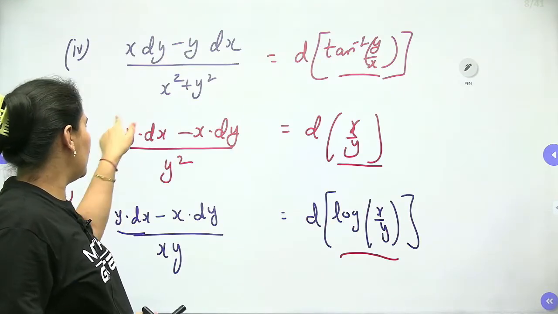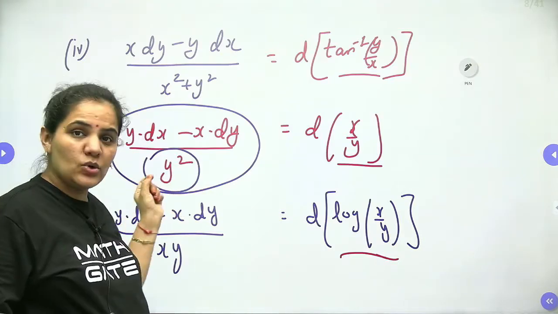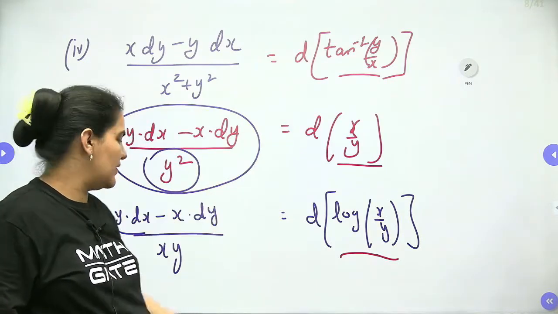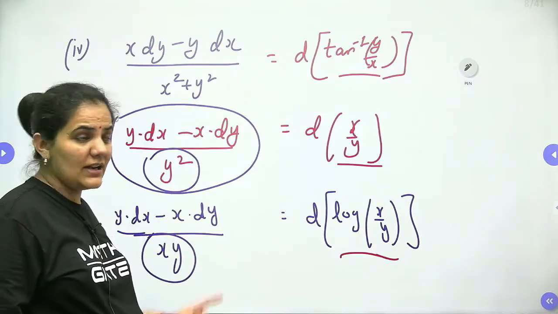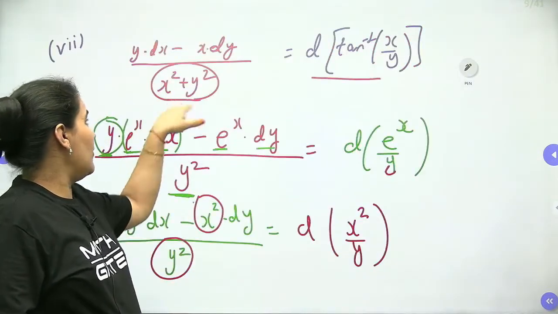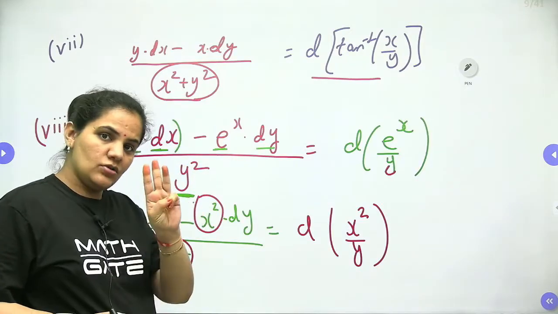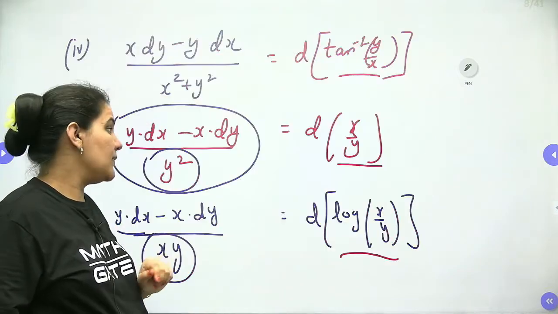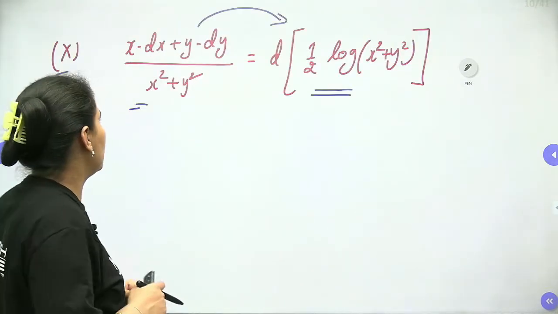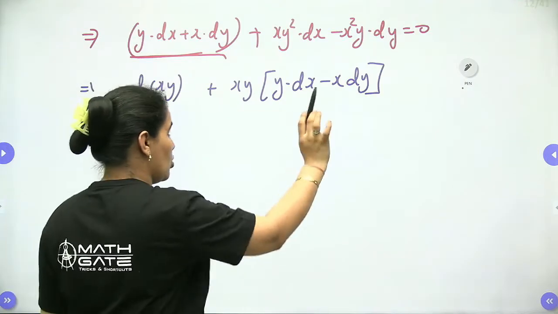We discussed the forms for y dx - x dy. If we have y² in the denominator, we can approach like this. If we have xy in the denominator, we can approach like this. If we have x² + y² in the denominator, we can approach like this. So we have three forms for y dx - x dy, guys. But now let's come to the question. What exactly do we have here? Here there is no scope.